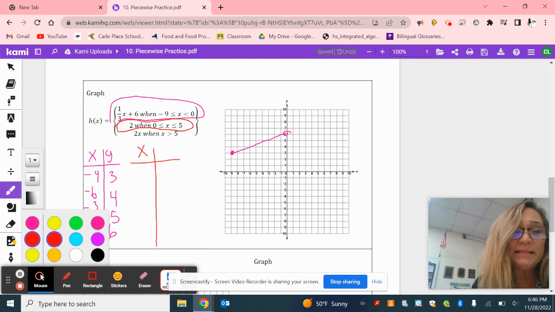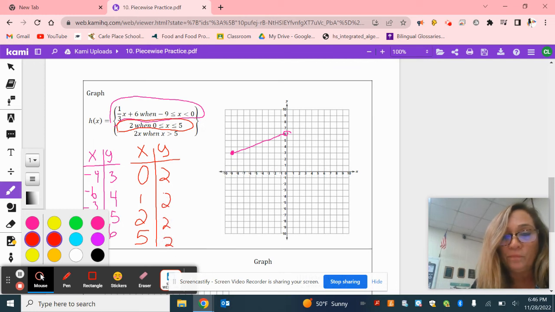And it's basically saying no matter what x is, y is going to be 2. So that's going to be a horizontal line. So 0, comma 2, closed circle. And it's a closed circle because it has the equal bar. And I'm going to go to 5, and that's also a closed circle. So that's a horizontal line.